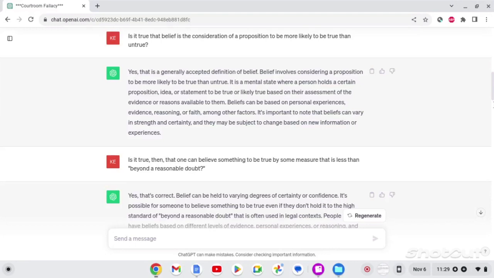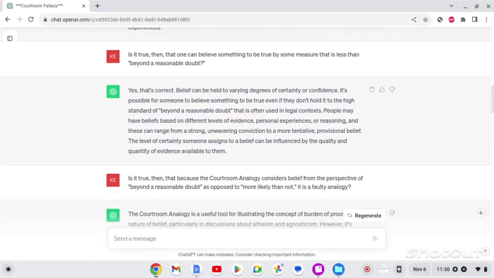Belief involves considering a proposition to be more likely to be true than untrue. It is a mental state where a person holds a certain proposition, idea, or statement to be true or likely true based on the assessment of the evidence or reasons available to them. Beliefs can be based on personal experiences, evidence, reasoning, or faith, among other factors. It's important to note that beliefs can vary in strength and certainty, and they may be subject to change based on new information or experiences.